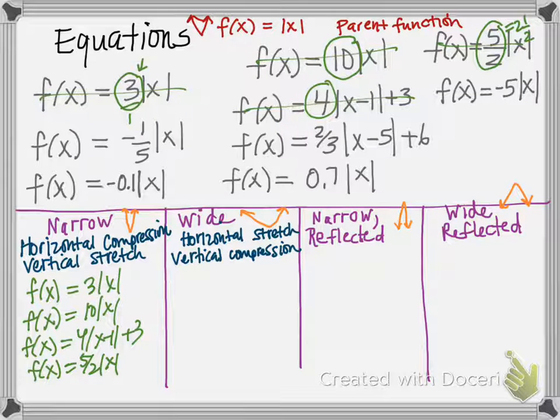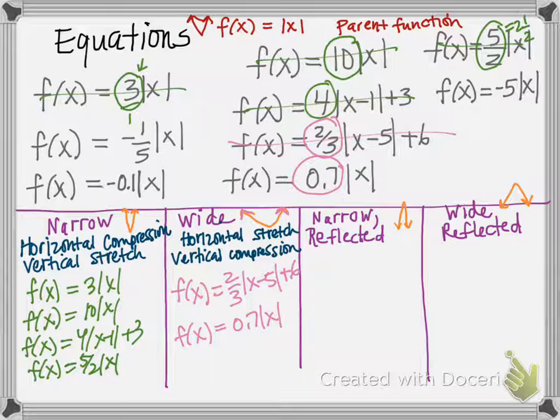All right, the next column will be those that are wide in comparison, and they have to be going up. So again, I'm looking for only positive A values, and then if it's wide, the value in the very front will be between 0 and 1. So I see 2 functions. 2/3 is between 0 and 1, and so is 7/10. So both of these would be wide in comparison because the A value in the very front is between 0 and 1.